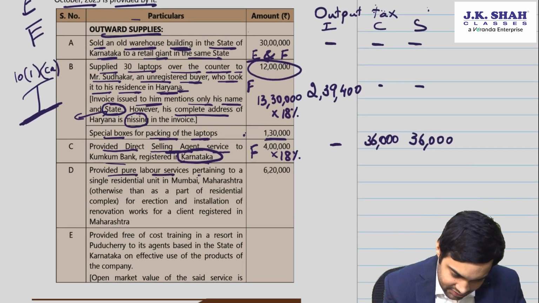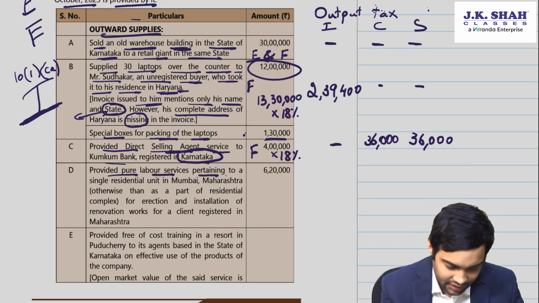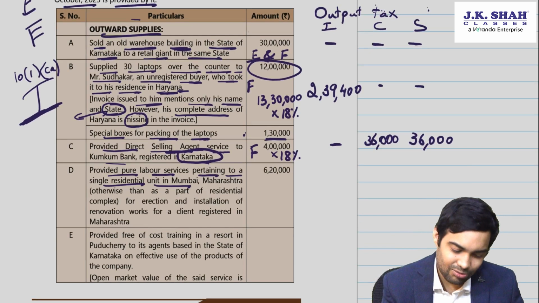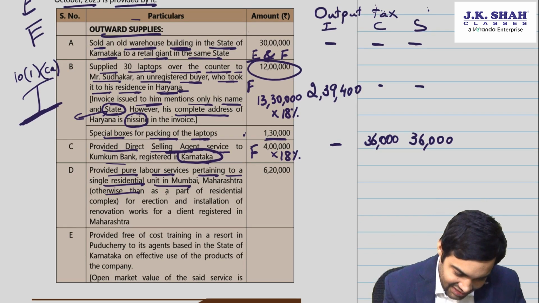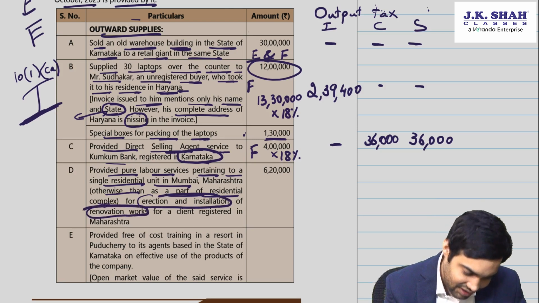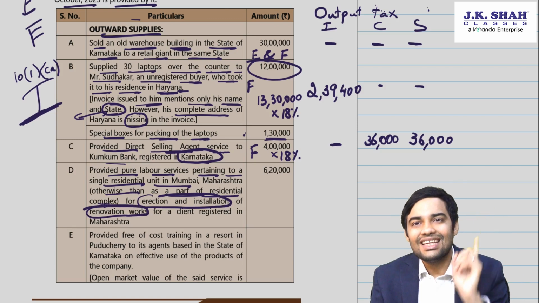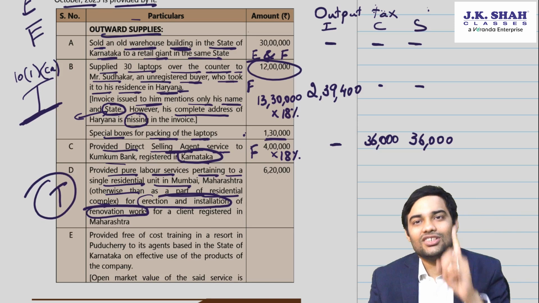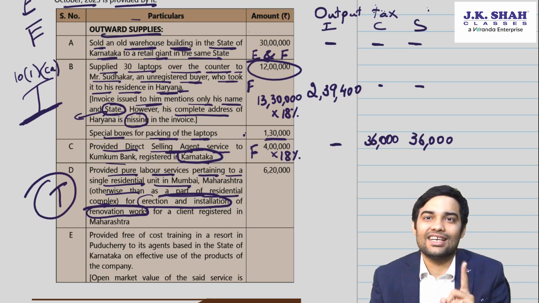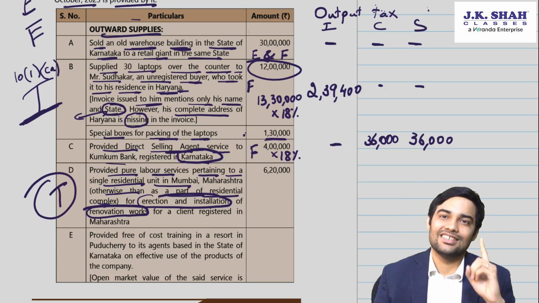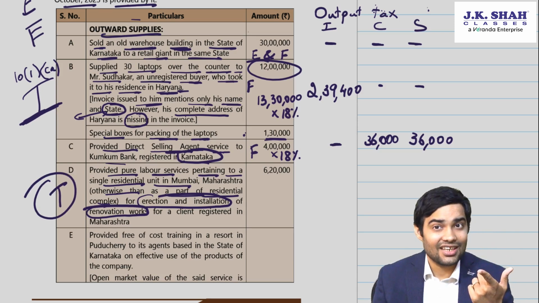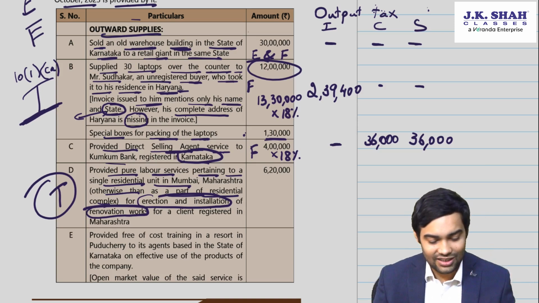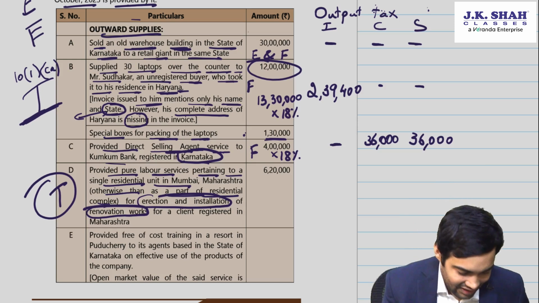Provided pure labor service. Pure labor. Pertaining to single residential unit in Mumbai. Oh, bungalow. Otherwise than as part of a complex. For erection and installation of renovation work. Careful. Only original work is exempt. This is not exempt. This will be taxable because it is renovation repair. You don't get it for single residential unit. You get it for Pradhan Mantri Awas Yojana construction. There repair, renovation, everything is covered. But single residential unit you only get for original work.